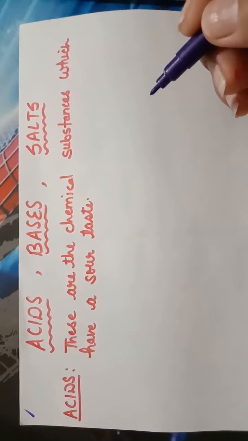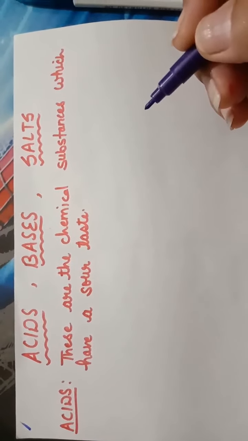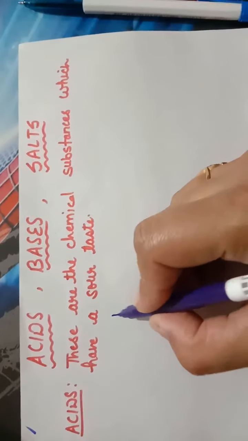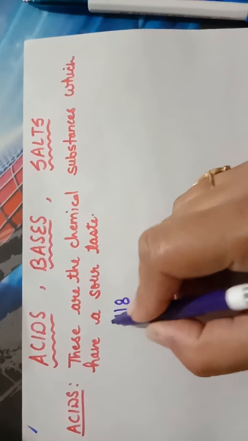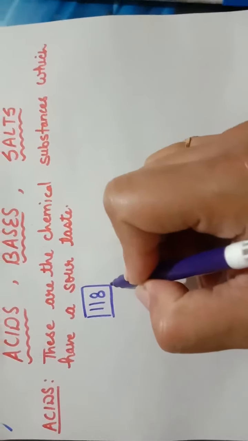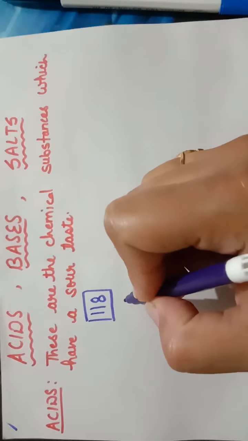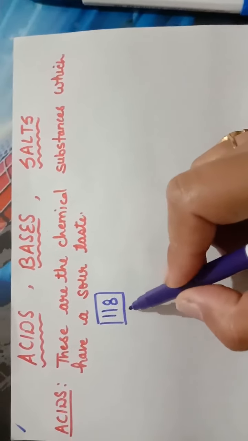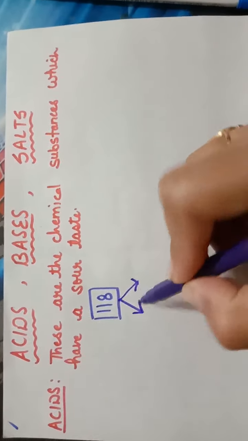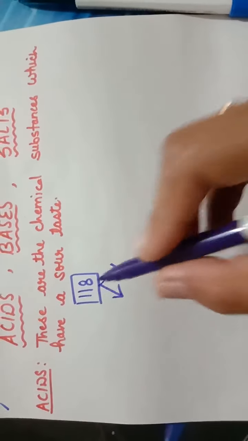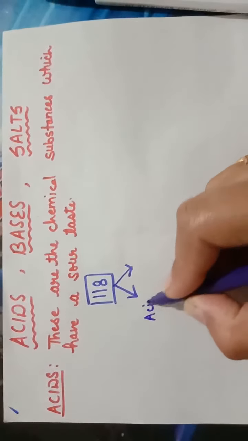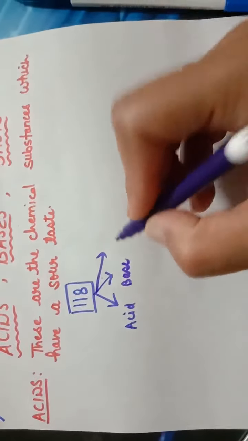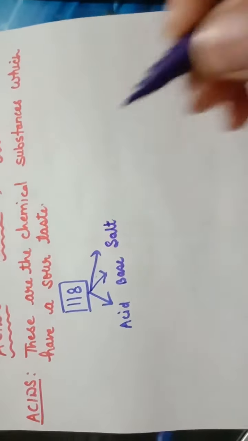Our today's topic is acids, bases and salts. There are 118 elements present around us. On the basis of their chemical properties, we can categorize the compounds of those elements into three categories. First is acid, second is base, and third is salt.